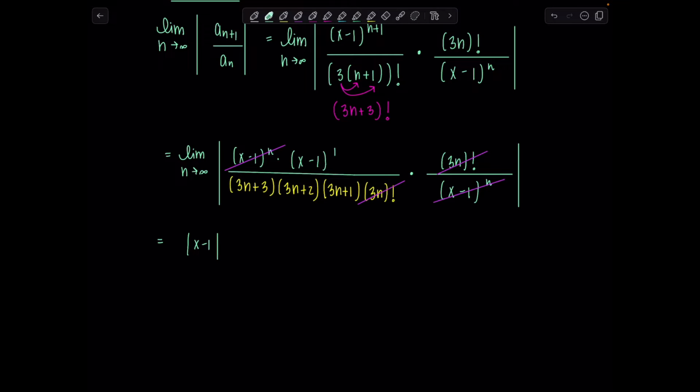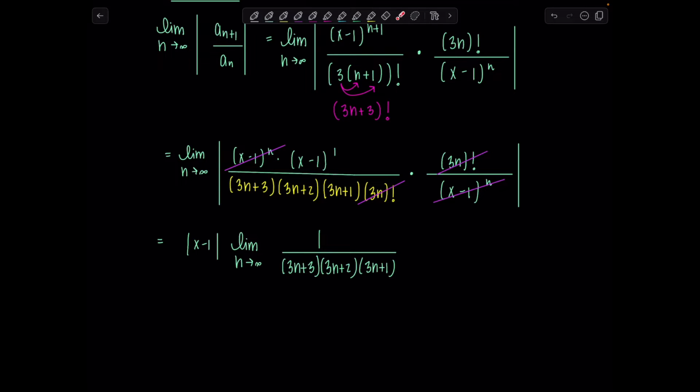So x minus 1, keep the absolute value though, right? Outside, and then I'm going to have limit, n goes to infinity, 1 over, and now I don't need absolute value because n's always positive. I really needed it just for the x, right? And then we'll have 3n plus 3, 3n plus 2, 3n plus 1. How are we doing? Okay, good.